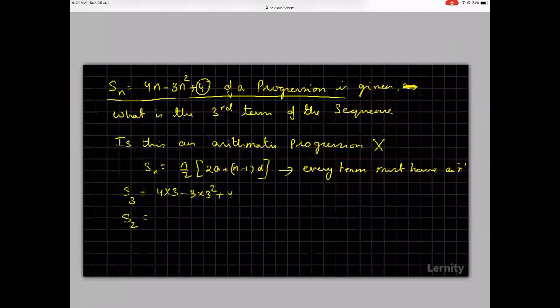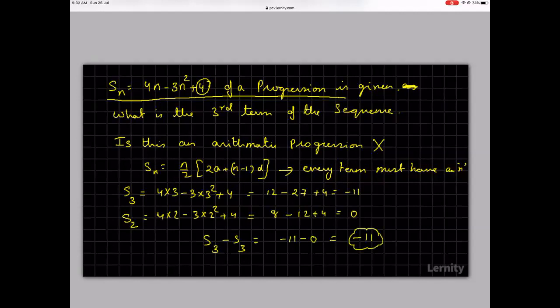Then the sum of two terms. What is the sum of two terms? 4 into 2 minus 3 into 2 squared plus 4. So how much is this? 4 into 3 is 12 minus 3 squared is 9, 9 into 3 is 27, plus 4. And how much is that? It is minus 15 plus 4, which is minus 11. Then how much is this? This is 8 minus 2 squared is 4 into 3, 12 plus 4. How much is this? This is 0. So now the only way you can do it is S3 minus S2, which is minus 11 minus 0, which is equal to minus 11. So the third term of this sequence is minus 11.